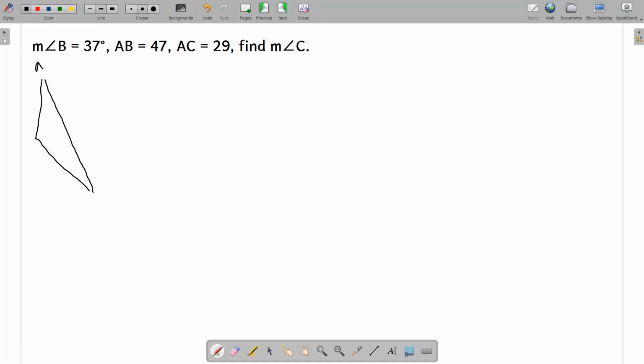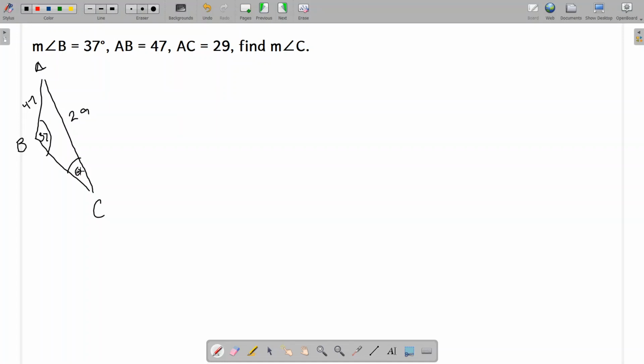Okay, so again, I'm going to label this A, B, C. We know angle B is 37 degrees. We know side AB is 47. And we know side AC is 29. And this time we are looking for angle C again. So that's going to be our theta.